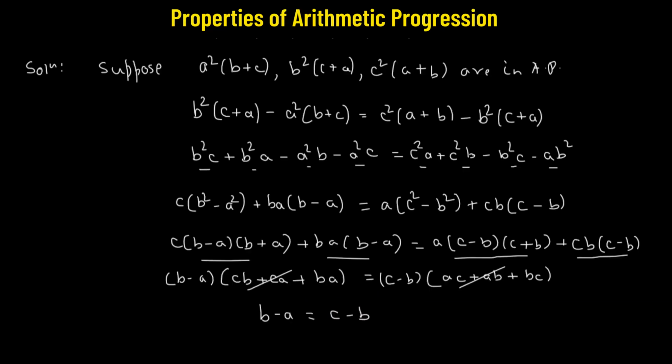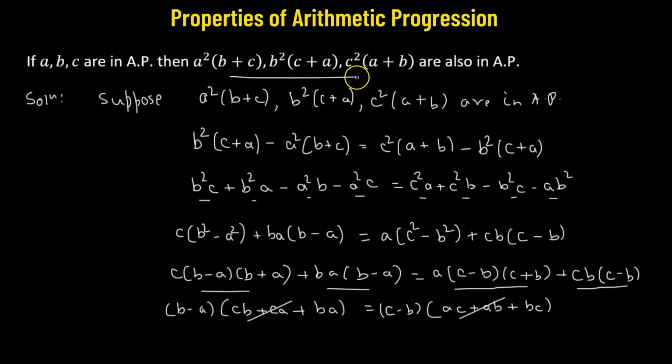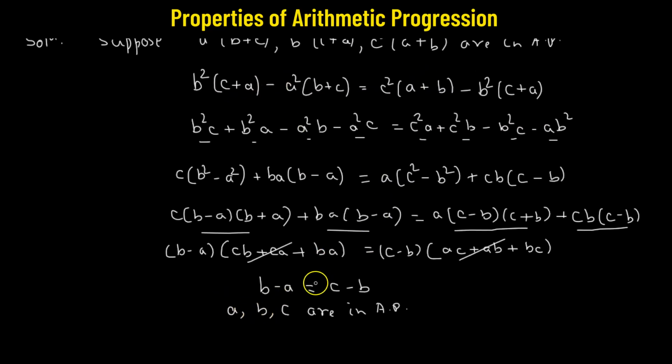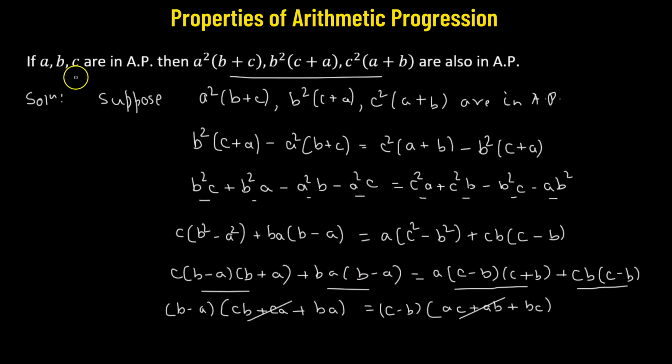So we started out with the assumption that these three numbers are in arithmetic progression, and we found out that if this is true, then a, b, c must also be in an arithmetic progression. Hence, we can say that this is indeed in arithmetic progression whenever we have the condition that a, b, c are in AP. So let's move on to the next problem.